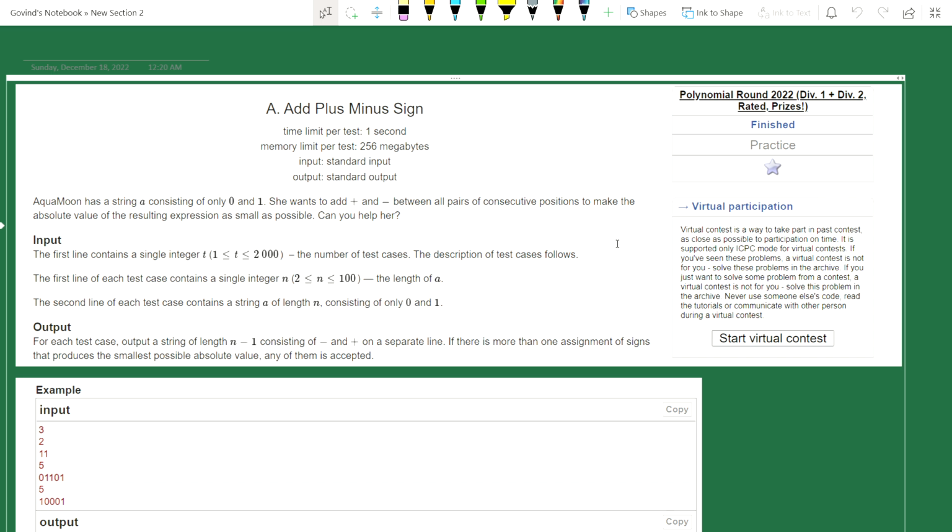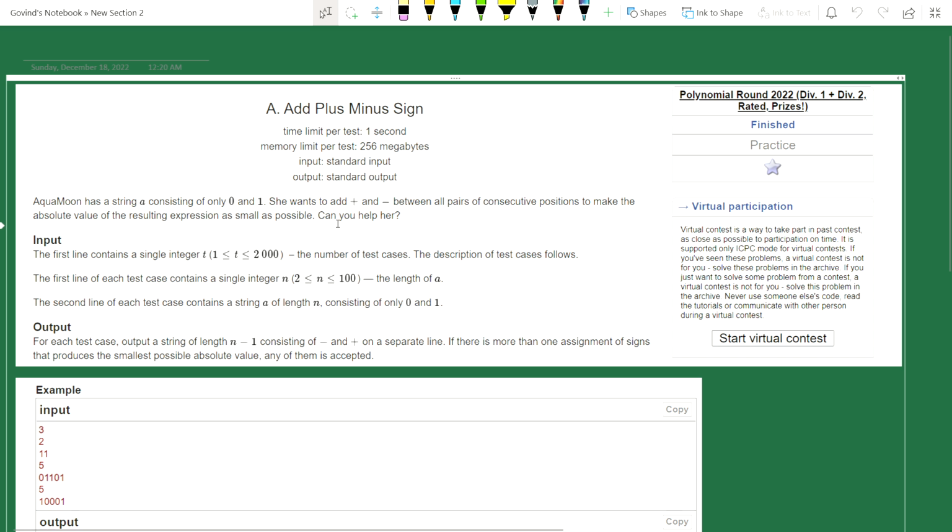This is the first problem: add plus or minus sum. So what's the problem statement? We are given a string consisting of zeros and ones. So it is a binary string, and what we need to do is add plus or minus between every consecutive pair of positions in the string, and then we have to calculate the absolute value of this resulting expression, and it should be as minimum as possible.